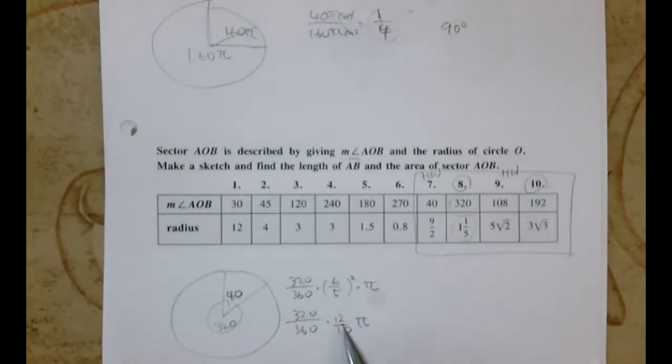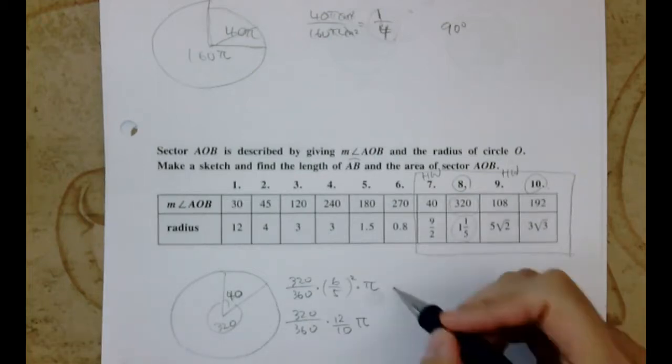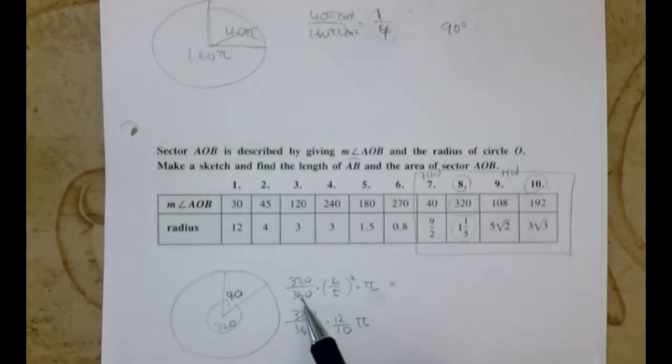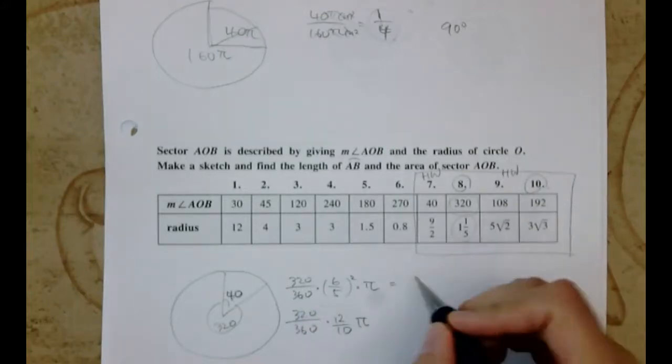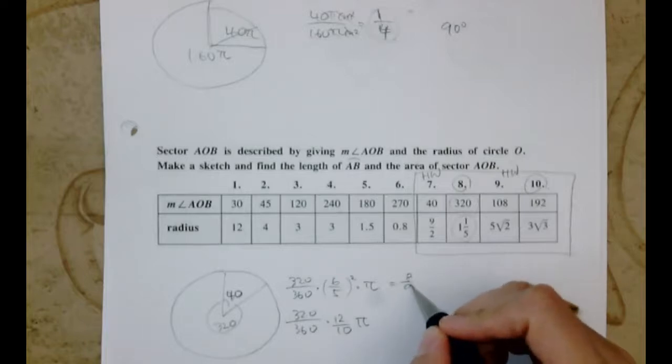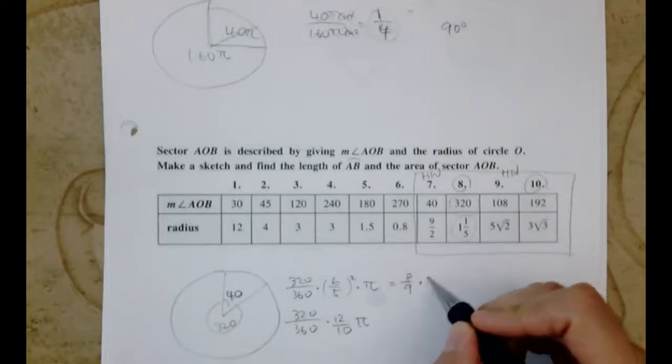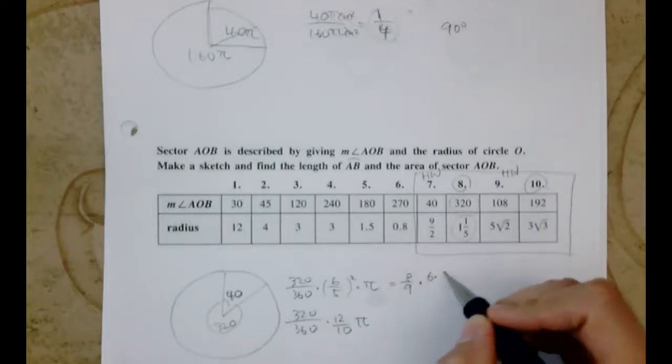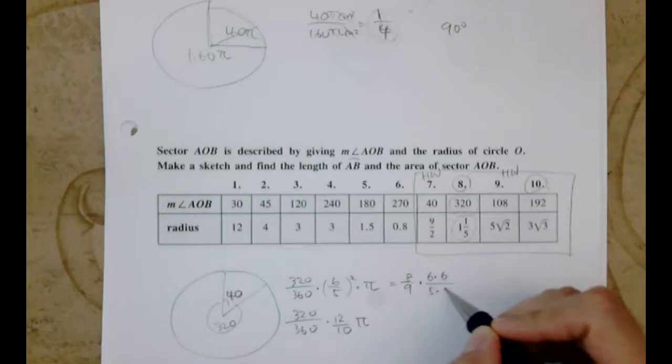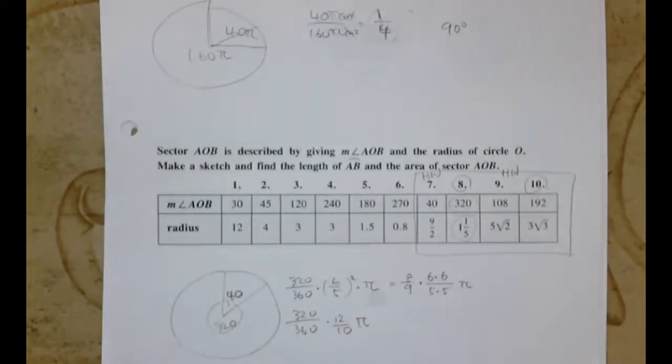2 pi r. R is 6/5. Okay, so this one, what is this? 8/9, right? 8/9 times 6 times 6 times 5 times 5 pi.